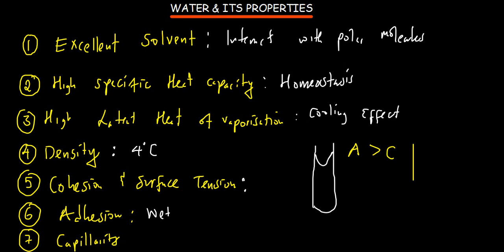This is different when you look at mercury. When you get mercury, it is also a liquid. You put it in a test tube, and you are going to see mercury will look like this. Why? Because for mercury, cohesion is actually greater than adhesion. The molecules are more attracted to themselves than they are attracted to the surface of that container. So, my friends, this is water and its properties.